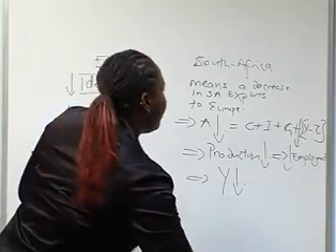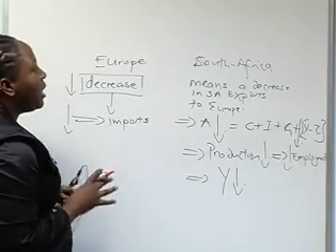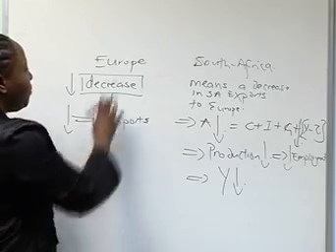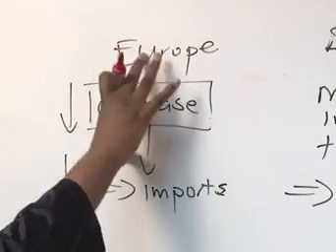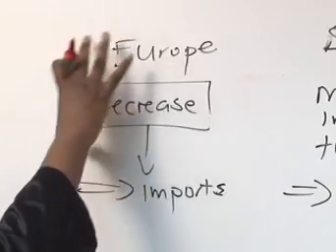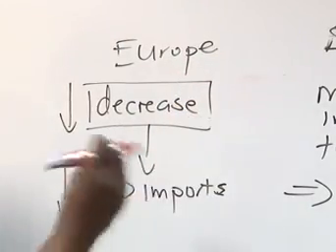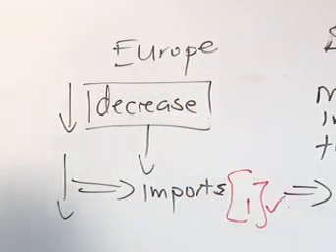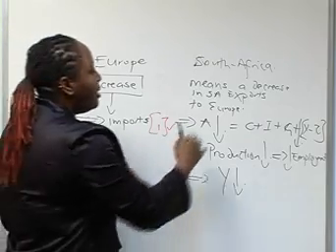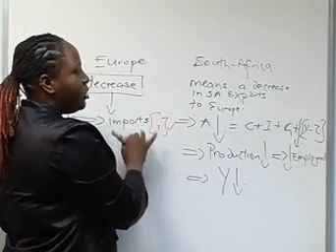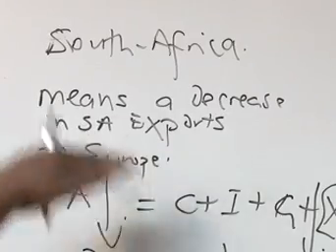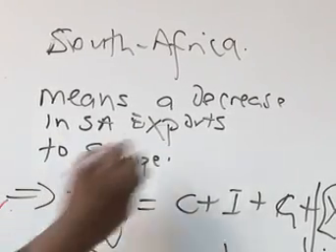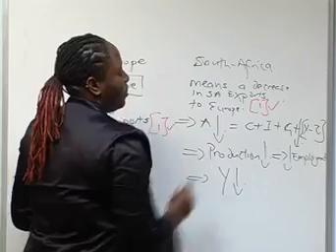So now I'm going to explain to you how the marks were allocated for this question. If you explained that the impact of a decrease in economic activity in Europe is first a decrease in European imports, that is 1 mark. And then if you further explain that the decrease in European imports translates to a decrease in South African exports to Europe, that is 1 mark.